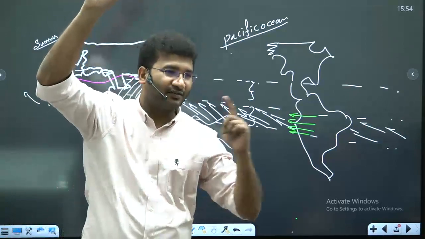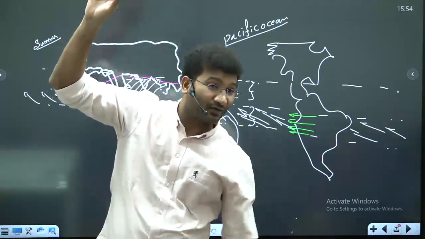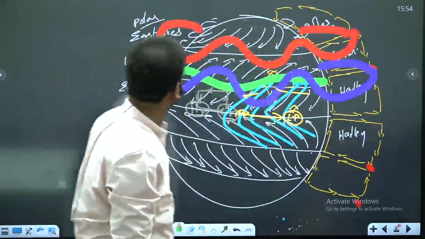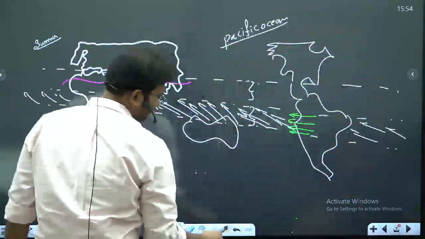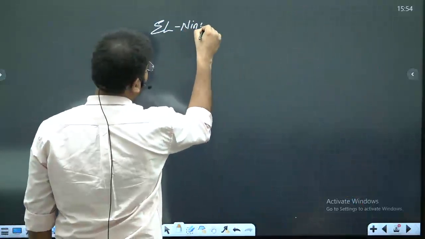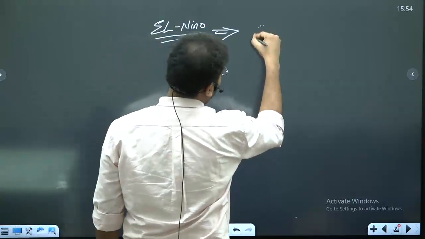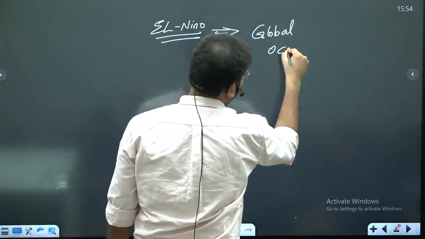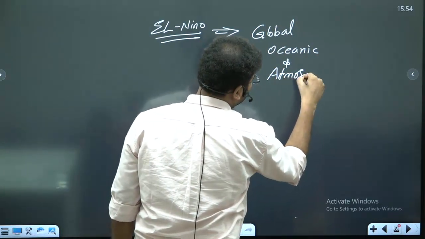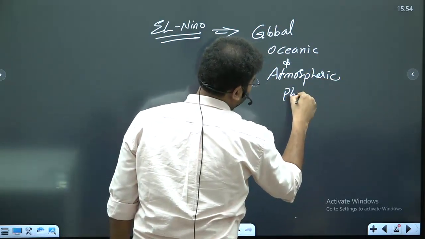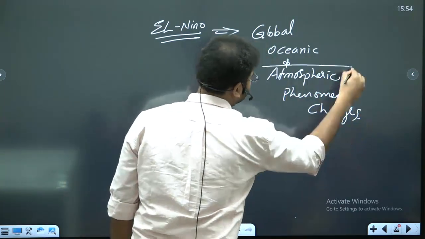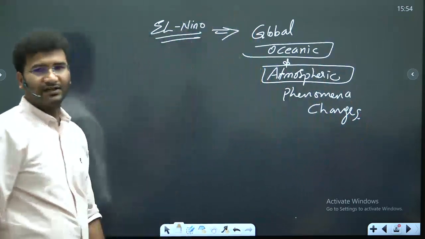यहाँ पे आपको, you should not just have the knowledge of winds that are present in the air. You also need to have the knowledge of winds that are the movement of water that is taking place in the ocean. इसीलिए El Nino is a concept. The concept of El Nino is called as El Nino, global oceanic and atmospheric phenomena changes. That is, changes in the atmosphere, changes in the ocean that is taking place.